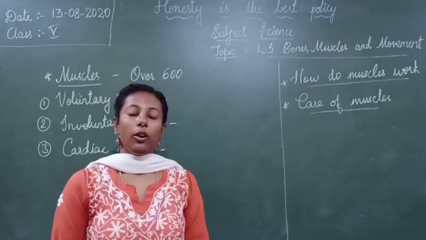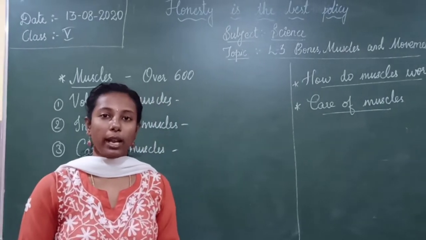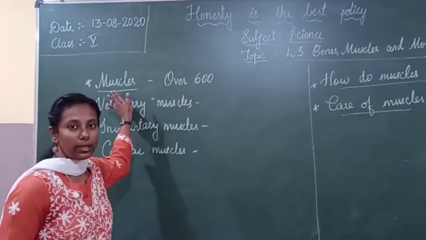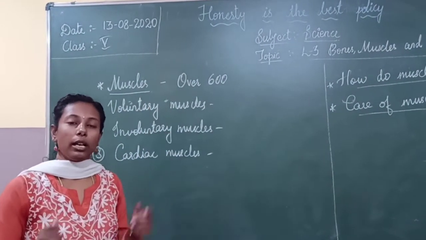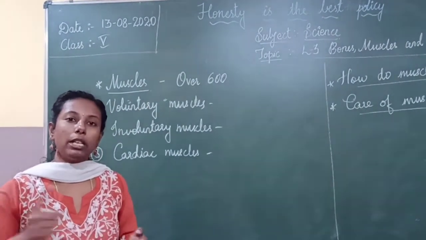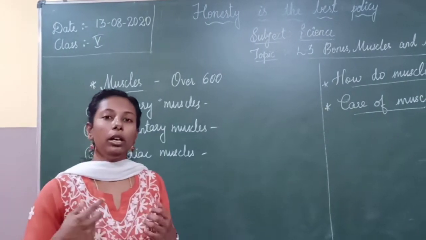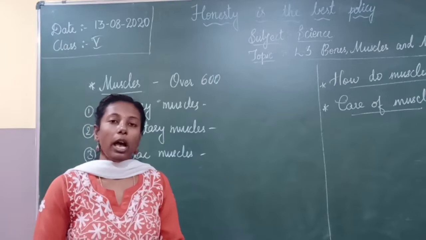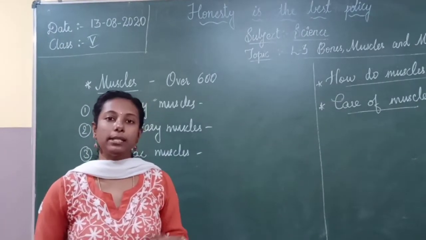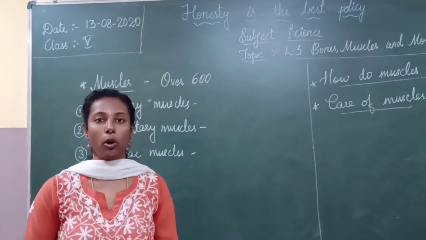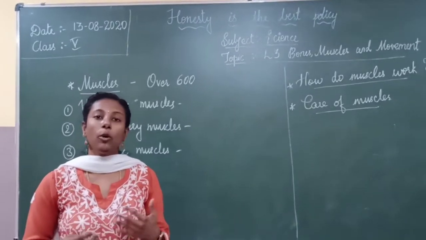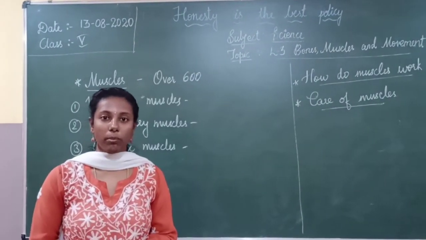Okay, so now moving on to our next topic, that is muscles. So we have a skeletal system as well as a muscular system attached with each other for performing movement. And you know, children, there are over 600 muscles in our body. Totally, there are more than 600 muscles.